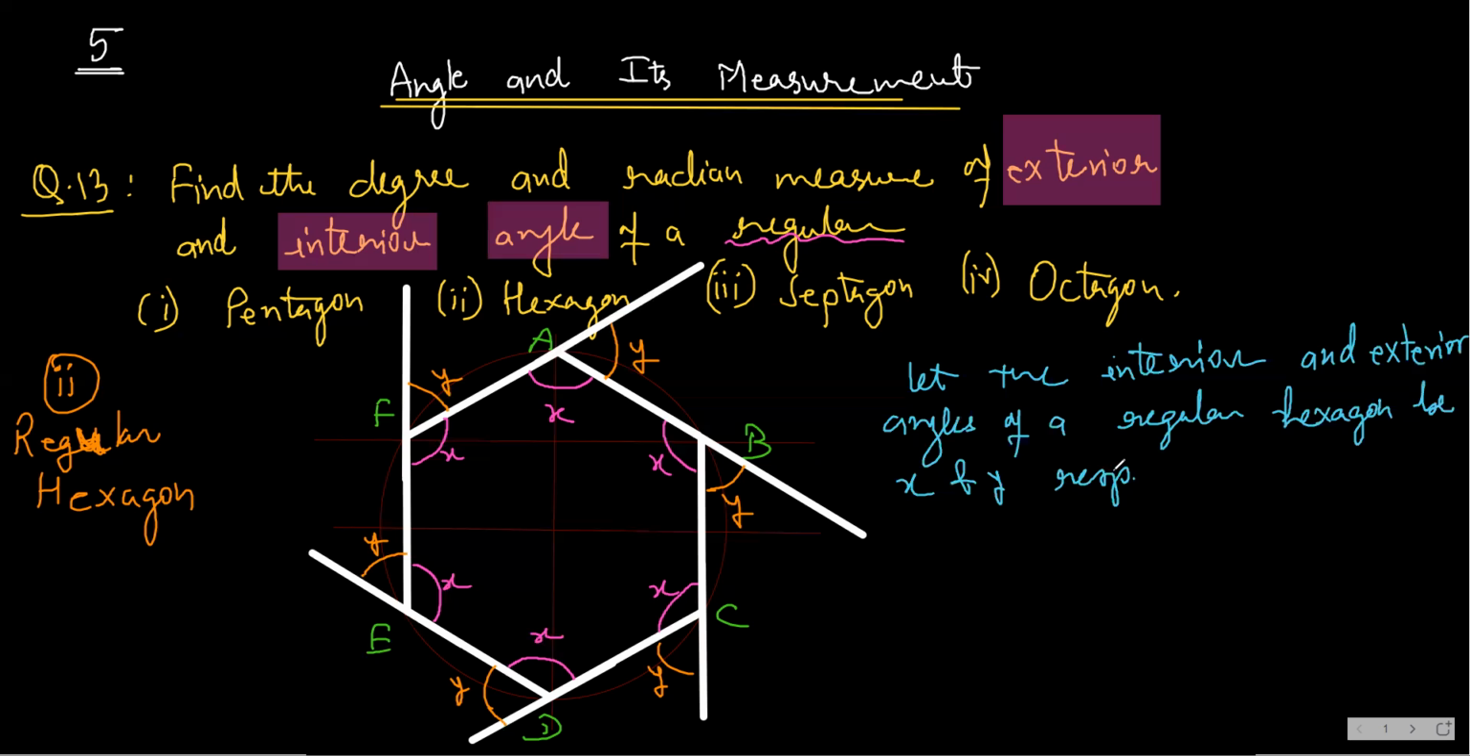This is my assumption. I took them as x and y. Now remember students, there is a property for a regular hexagon. And what is that property? The property is that the sum of all the exterior angles of a regular hexagon will be equal to 360 degrees. I repeat again: the sum of all the exterior angles.